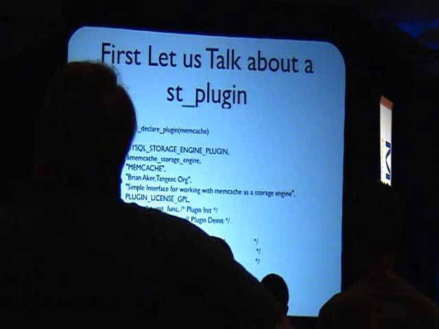The next part is the declaration of the name of the engine. In this case, what you're looking at is the memcache engine. The next part is who implemented it. Sorry, the next part is the description string. When somebody does show plugins, that's what they're going to see. The component after that is the license.